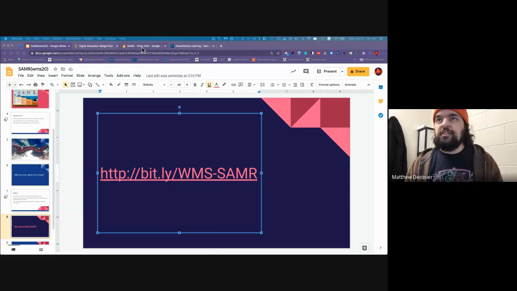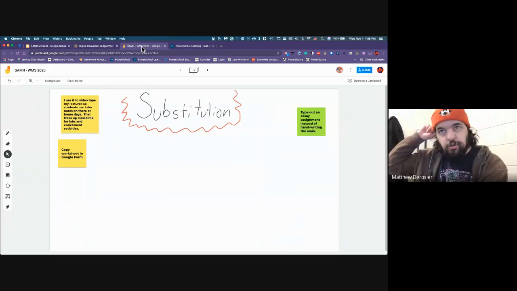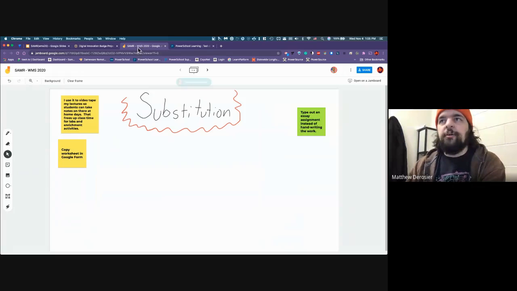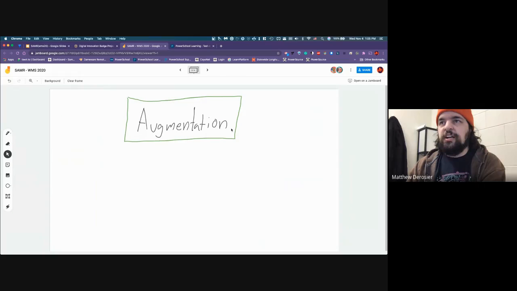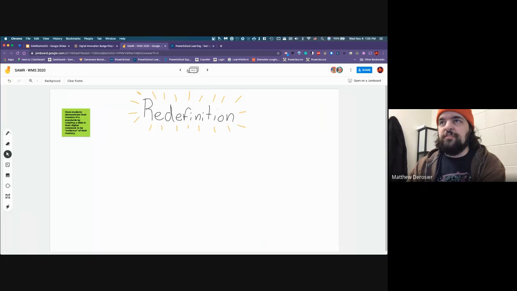And what this link is going to take you to is a Jamboard. Now, if you've never used Jamboard, it's kind of like this Google whiteboarding tool. And I've gone ahead and prepared one. Right up at the top, you can switch between the different slides or the different boards. And the first one we have is substitution, second is augmentation, third is modification, and fourth is redefinition.